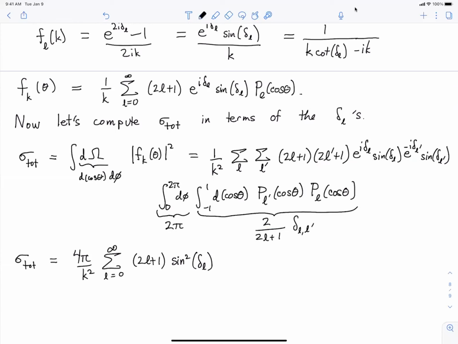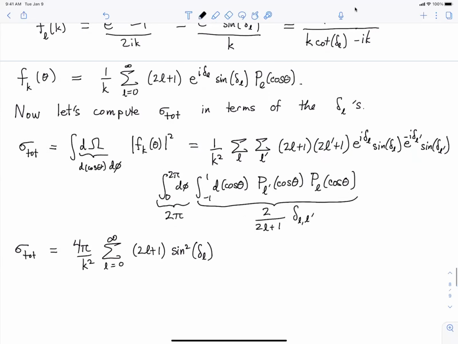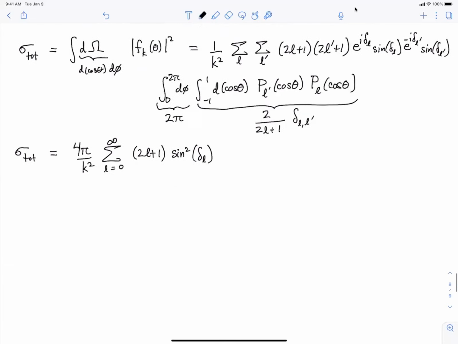Right, so that's it. We're done. We found the total cross section in terms of the phase shift, and it's actually not that bad. If we can find the delta_l's, we just plug them into that formula and everything will be nice. So at this point, we can now check with the optical theorem.